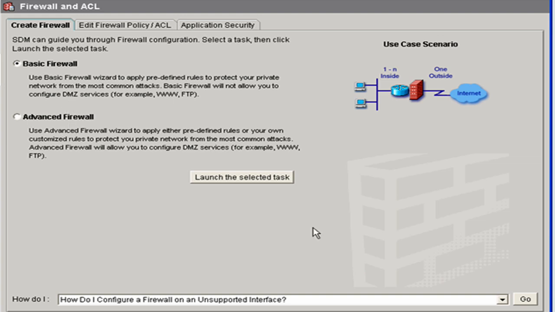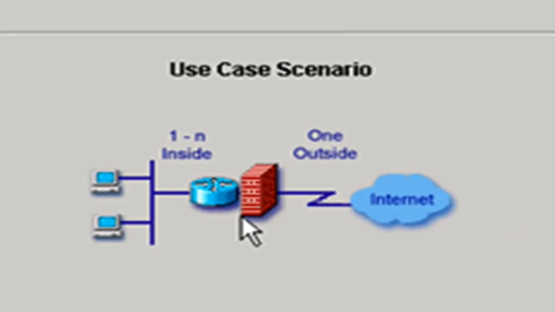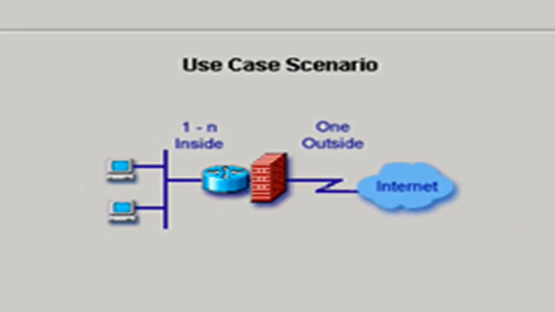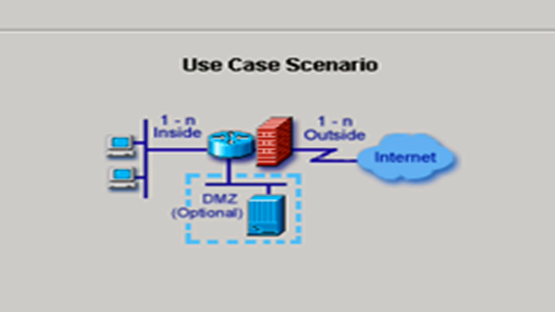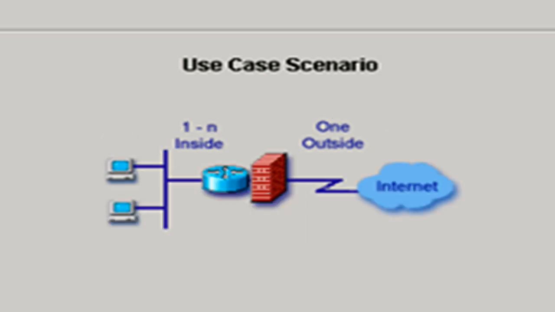Let's take a look at the two differences here between the basic and advanced firewall. If you've watched other videos where we've used SDM, you'll notice that the use case scenario is going to change as you click from one button to another when you have choices here. In this one, there's a big difference because you see a DMZ appear, and also the numbers change right here. Watch those for just a moment when I go back to the basic firewall. Did you see the one value that changed?